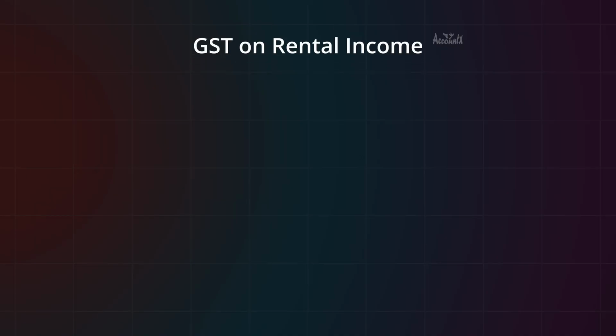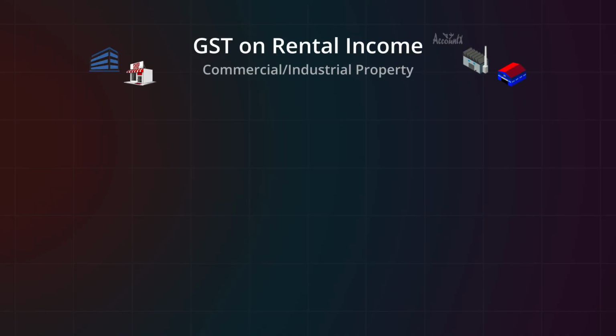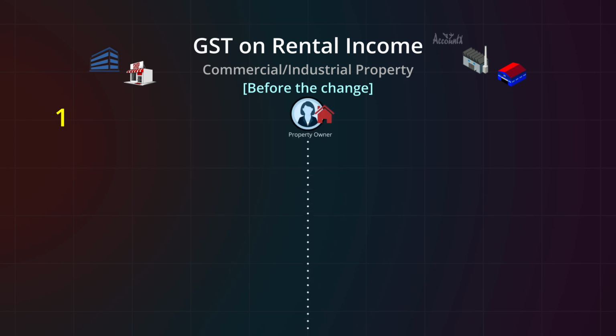Now, let's talk about tax treatment of rental income from such commercial or industrial property before the change. Here, we have two situations. One, when the property owner is unregistered. Two, when the property owner is registered in GST.